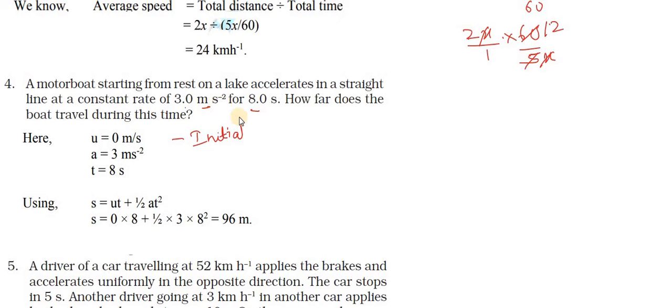So what is our acceleration? Acceleration is nothing but the rate of change of velocity, right? There is no change in velocity because it is at rest, so there is no movement. If there is no movement, then obviously the initial velocity is 0 meter per second.